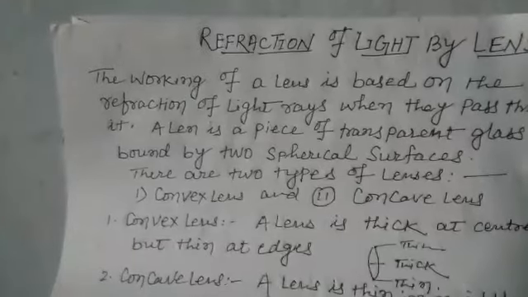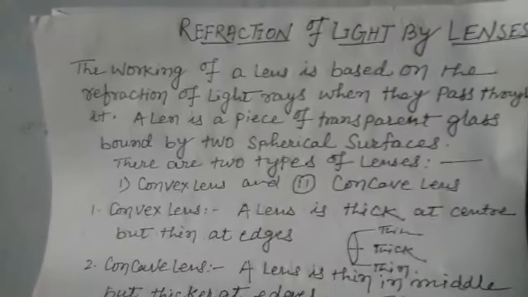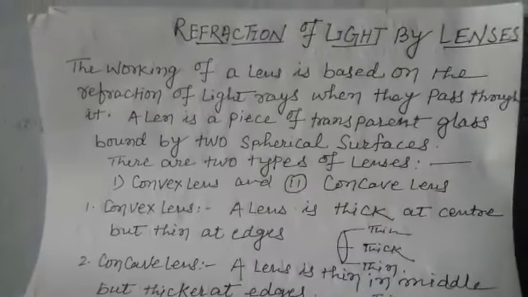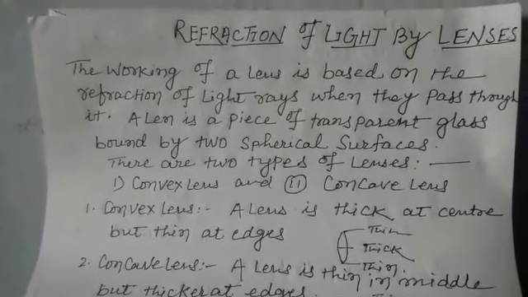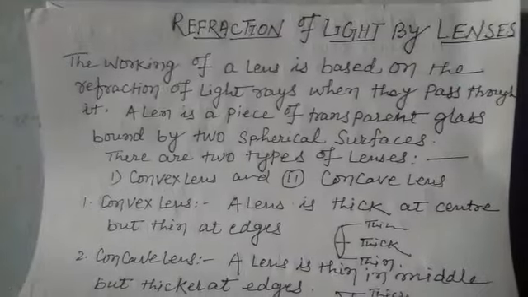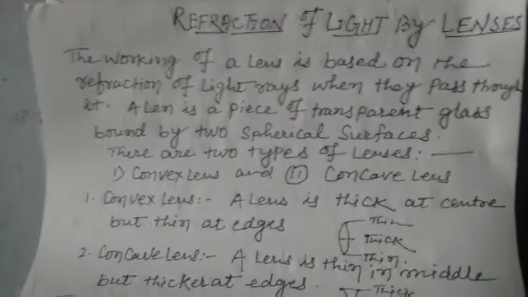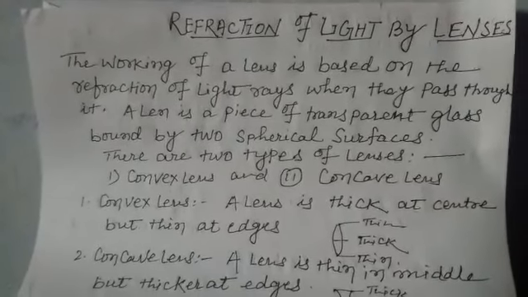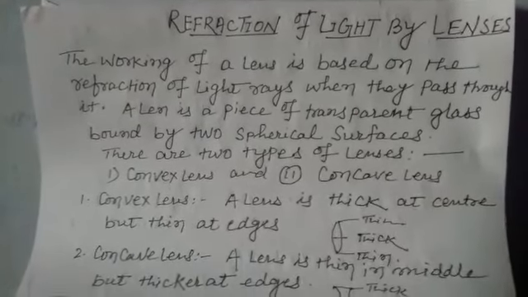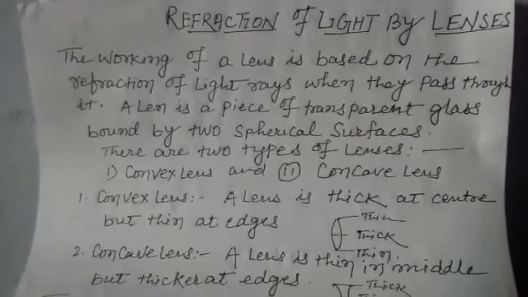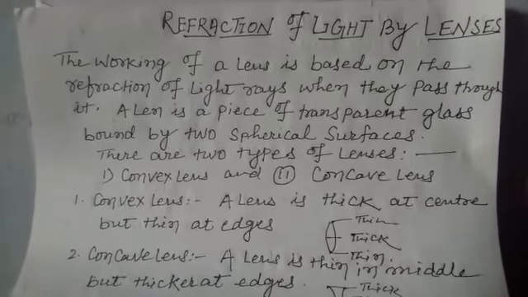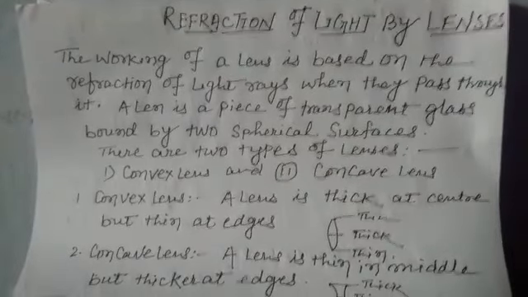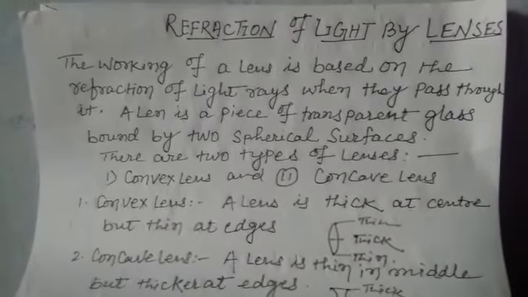Today we will discuss refraction of light by lenses. The working of a lens is based on the refraction of light. A lens is a piece of transparent glass bounded by two spherical surfaces. There are two types of lens: one is the convex lens and the other is the concave lens. A convex lens is known as a converging lens and a concave lens is known as a diverging lens.